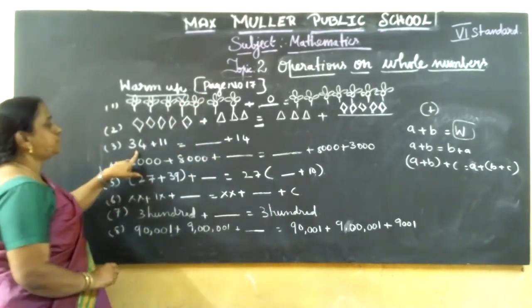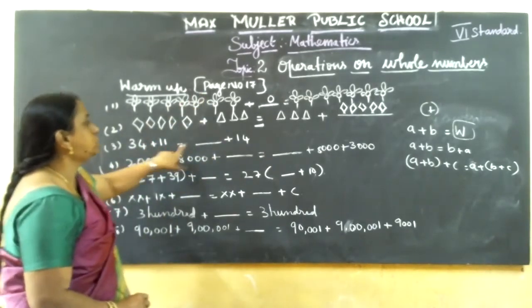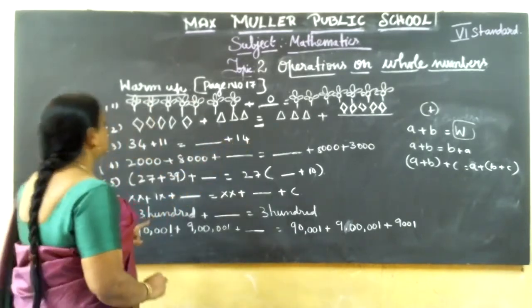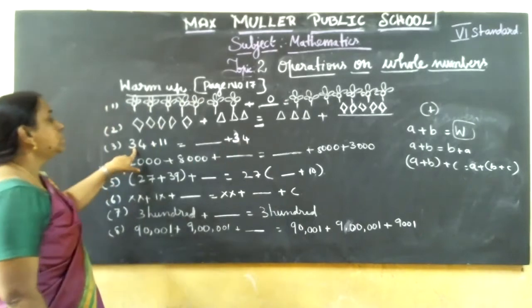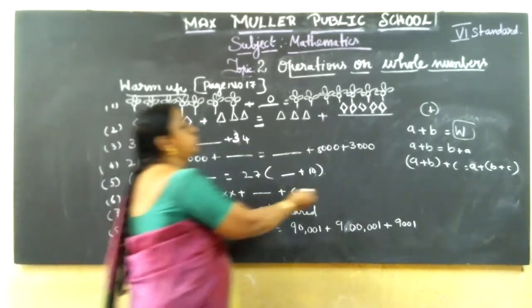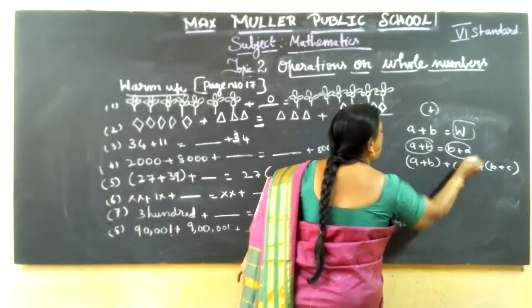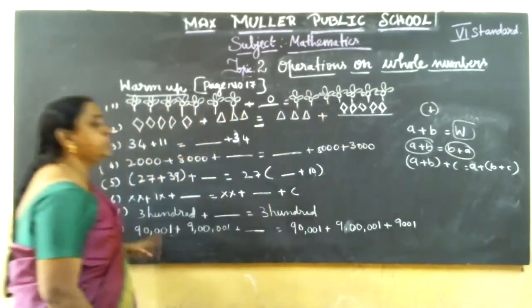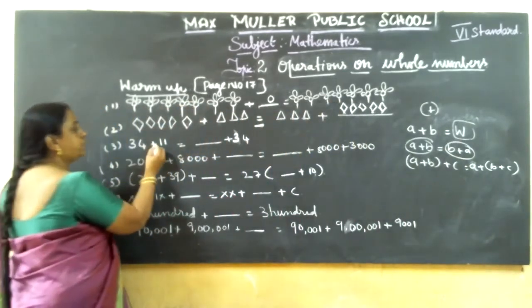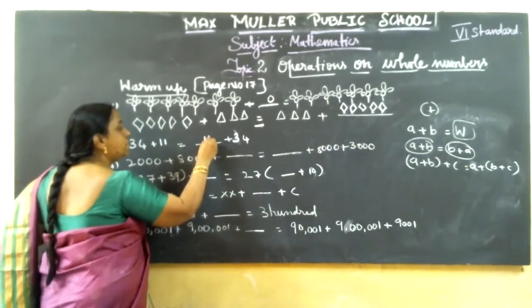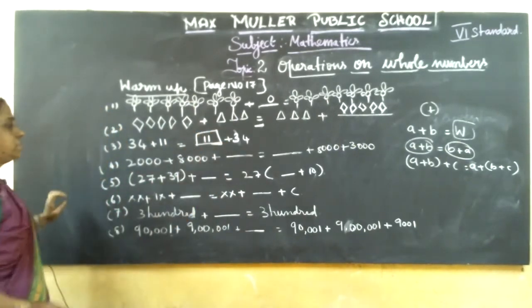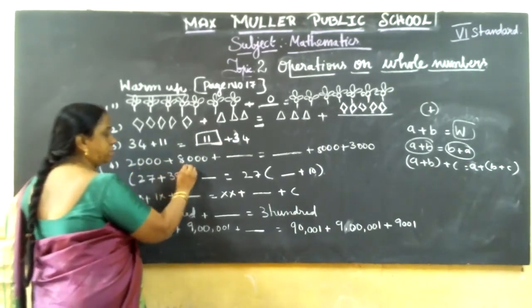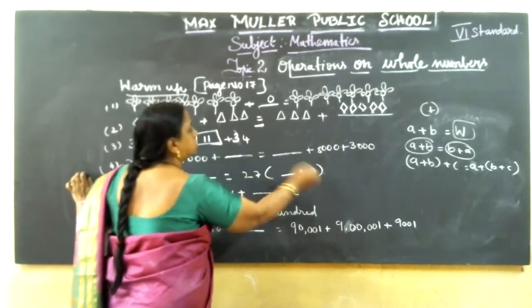Now here 34 plus 11 is equal to dash plus 14. So 34. Already I told you, in addition, if you change the order also, commutative, you will get the same answer. So 34 plus 11 is equal to 11 plus 34. Clear?